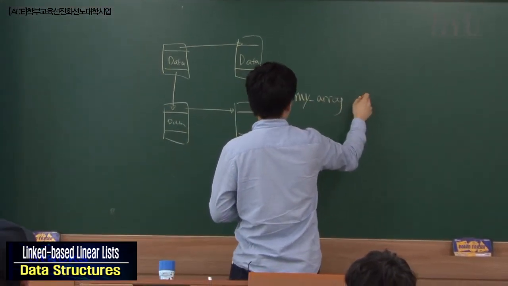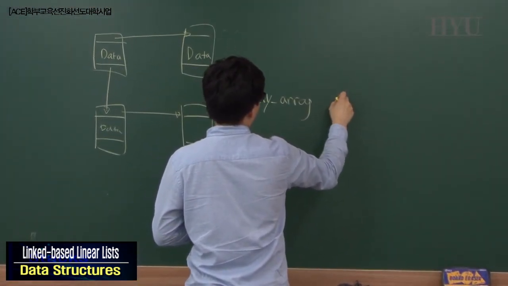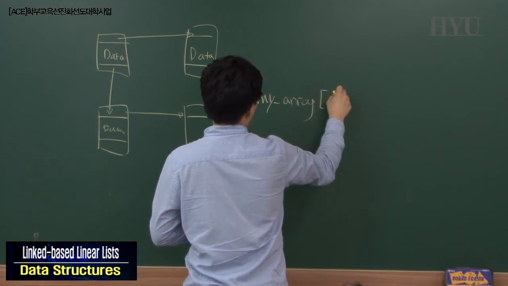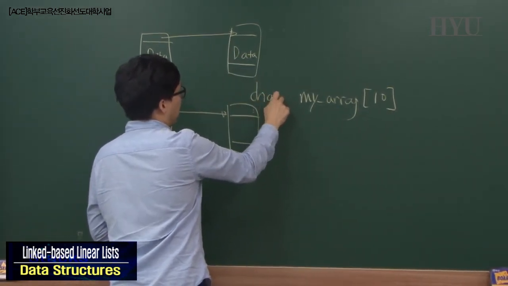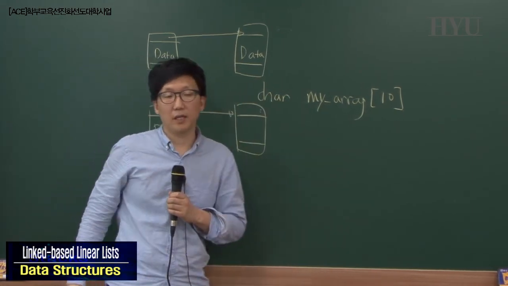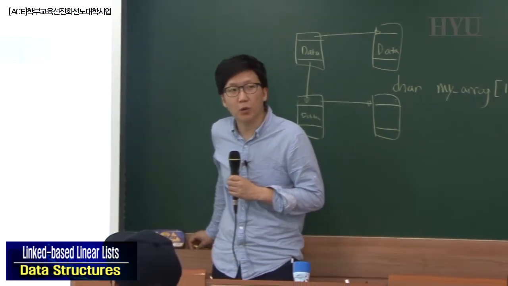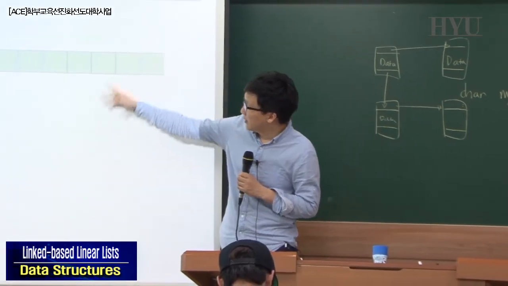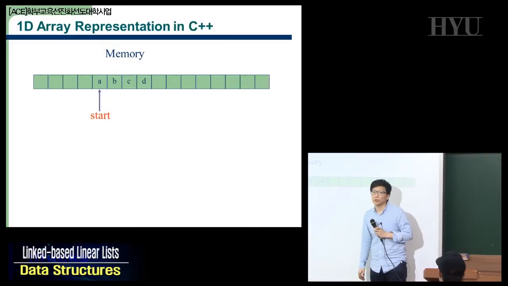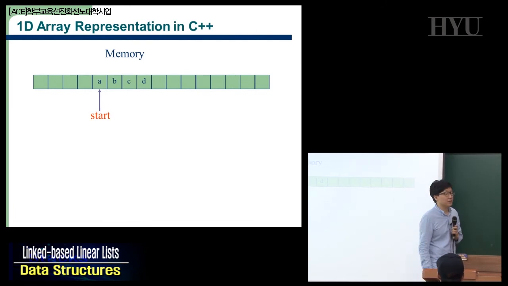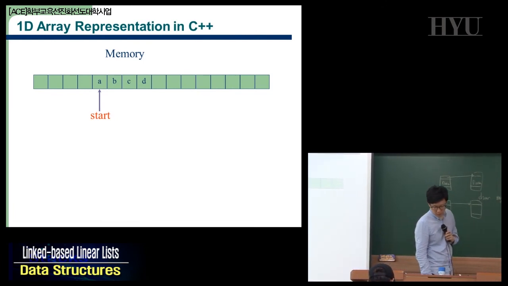I don't know, that's a character. So if I want a 10 character, then I allocate the arrays for 10 characters in this way, and we know where it starts. We usually call it from index 0, 1, 2, 3, 0 to 9 if it's a 10 space. Right? We all know this.